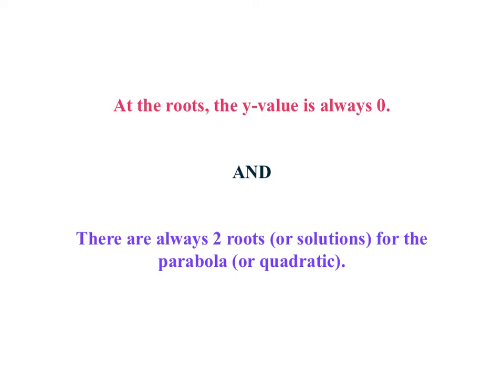A quick way to remember that we'll always have two roots is if you look at a quadratic equation, you'll always have an x squared as the highest x power, and that power of 2 is designating that we're always going to be searching for two x values that will work for that particular equation.